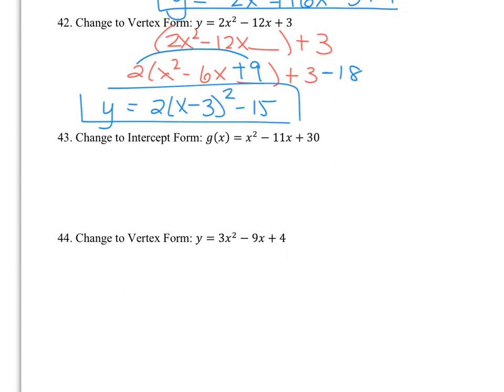On 43, I'm going to factor. I have x minus 6 and x minus 5 equals g of x.